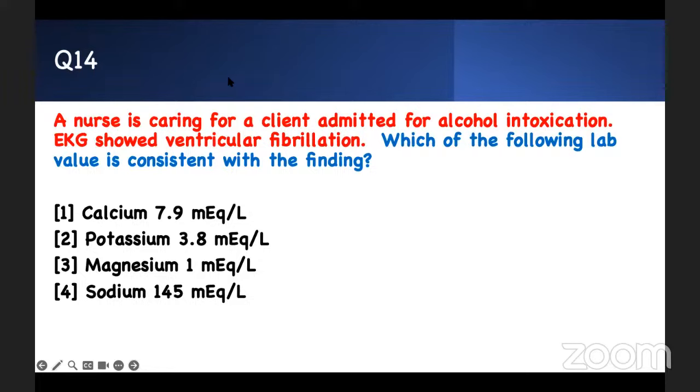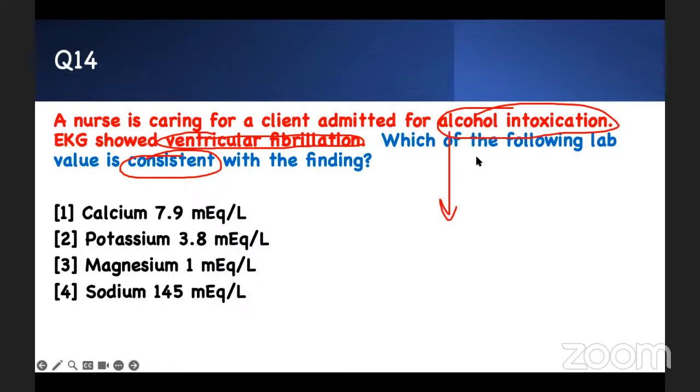Okay, another question. Which of the following lab values is consistent with the finding? A nurse is caring for a client admitted for alcohol intoxication. EKG shows ventricular fibrillation. Which of the following lab work is consistent with the finding? I did not give you too much, but I want to see how much you know. There are some numbers that look abnormal there, but this is a classic question you have to know. An alcoholic patient came in with ventricular fibrillation. What is the problem? What do you think is causing this problem?